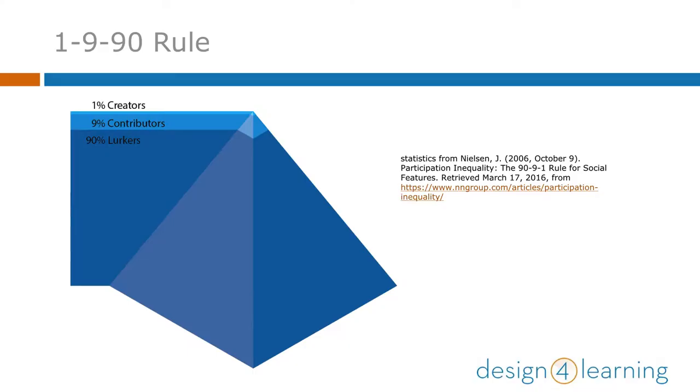Here I want to start by introducing you to the 1-9-90 rule. Jakob Nielsen, who's considered internationally to be the guru of web page usability, analyzed participation rates in a variety of large-scale online communities and found that only about 1% of participants, sometimes known as super users, create the majority of the content. Meanwhile, about 9% contribute only intermittently, for some maybe only one post. And the remaining 90% don't contribute content at all, but simply view the content from others.